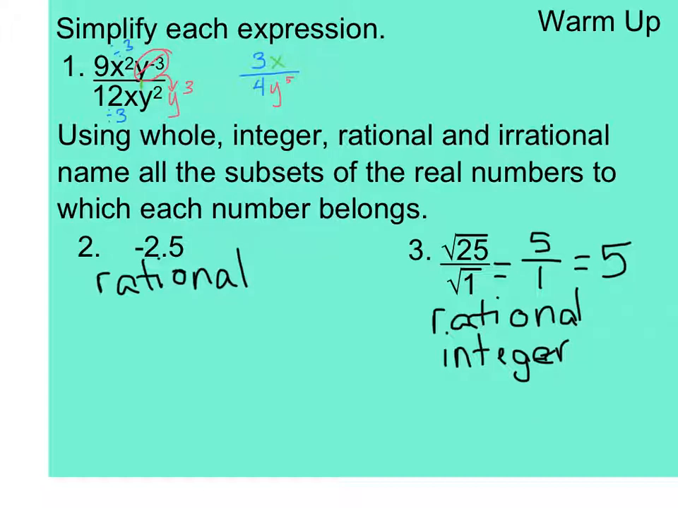Then I have to ask if it's a whole number. Well, whole numbers are any positive number that isn't a decimal or a fraction. That's 5, so yes, this is also a whole. So to be correct, you would have to answer all 3 of these categories. If you leave one off, you haven't named all the subsets.